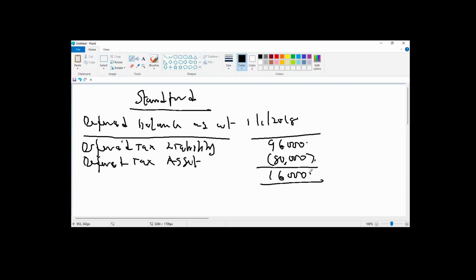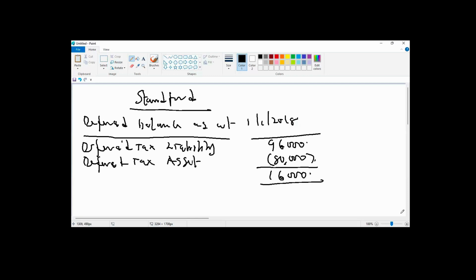Just like your bank statements. Your bank statement is expected to be a credit balance. Does it mean you cannot have a debit balance? You can. Yeah. But our expectation is that deferred tax in the statement of financial position should have a credit balance. This is the deferred tax at the beginning of the year.